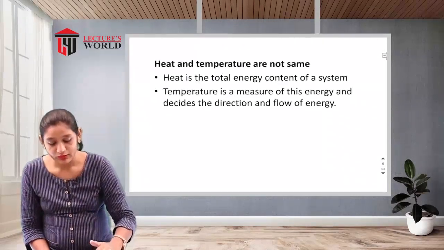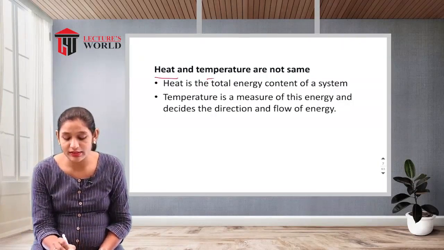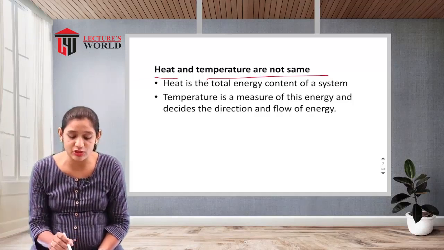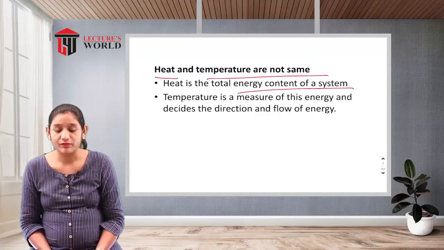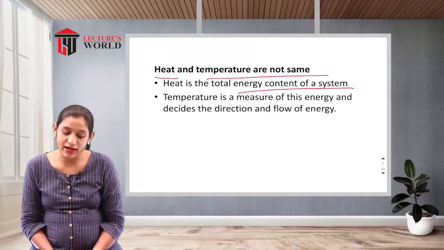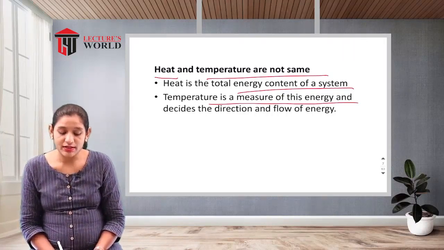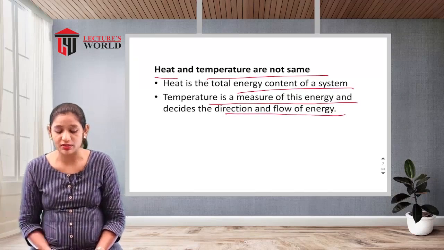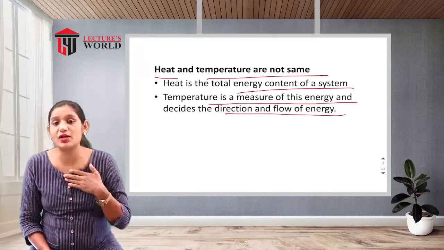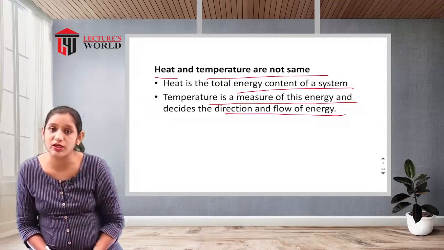Next one. Heat and temperature are not the same. Means the heat and the temperature are not similar. But what is the difference between them? First, heat is the total energy content of a system. Heat is the total energy content of the system, and the temperature is a measure of this energy and decides the direction and the flow of the energy. The temperature always decides the flow, from higher to lower concentration.